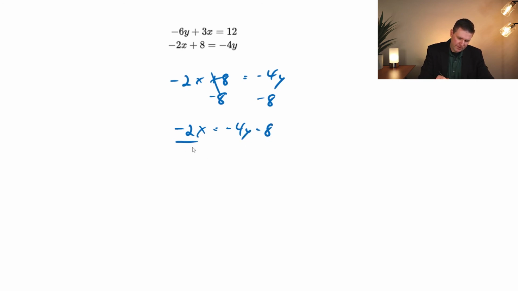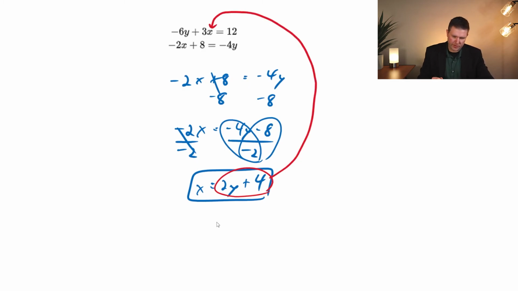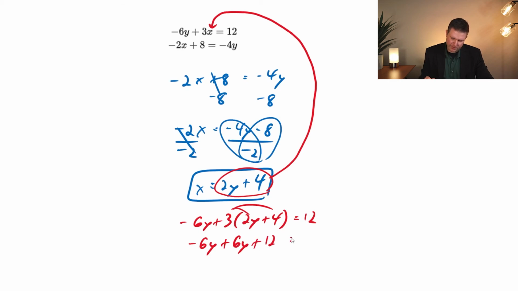And then divide both sides by negative 2. Make sure to hit both of these terms with that division. So you end up with x is 2y plus 4. So that's what x is. Take the 2y plus 4 and then plug that in for this x right there in the other equation. So negative 6y plus 3 times 2y plus 4 equals 12. Distribute the 3. Negative 6y plus 6y plus 12 equals 12.